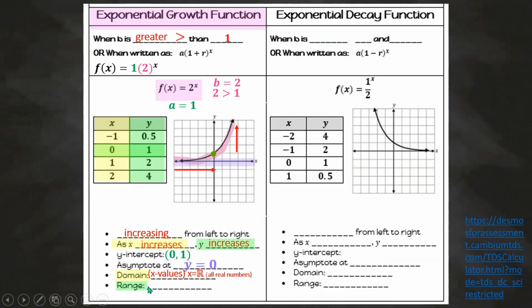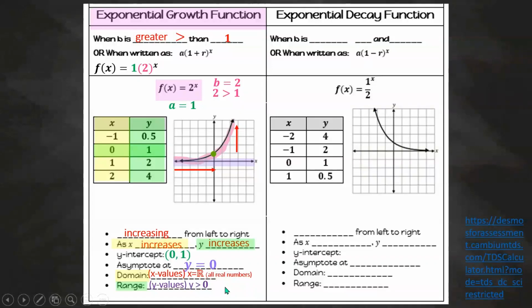Then we have our range, and our range is talking about all of our y values of a function. So our range is always going to relate to our asymptote. And here, because our asymptote is y is equal to 0, the range for our exponential function is going to be y is greater than 0. Any value, any y that is greater than 0, so 0.1, 0.2, 0.0001, those are all possible y values in my function.